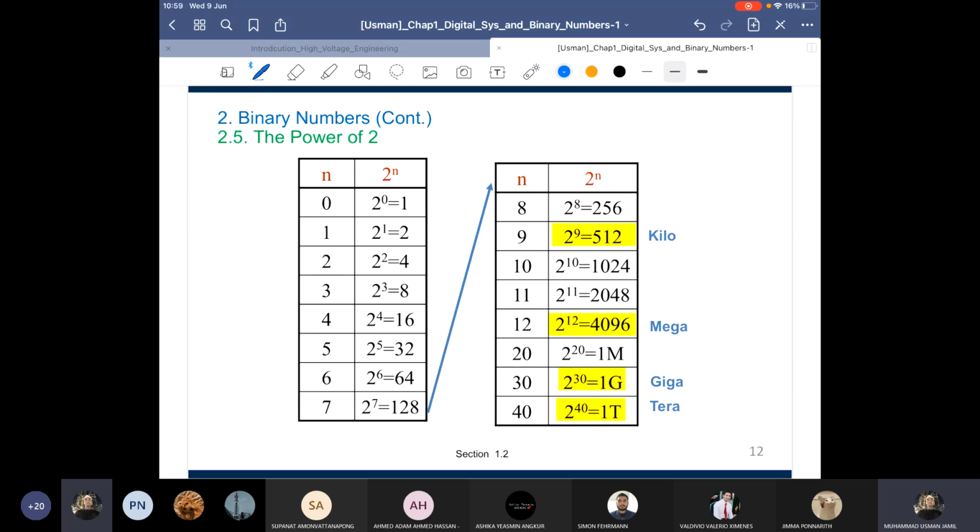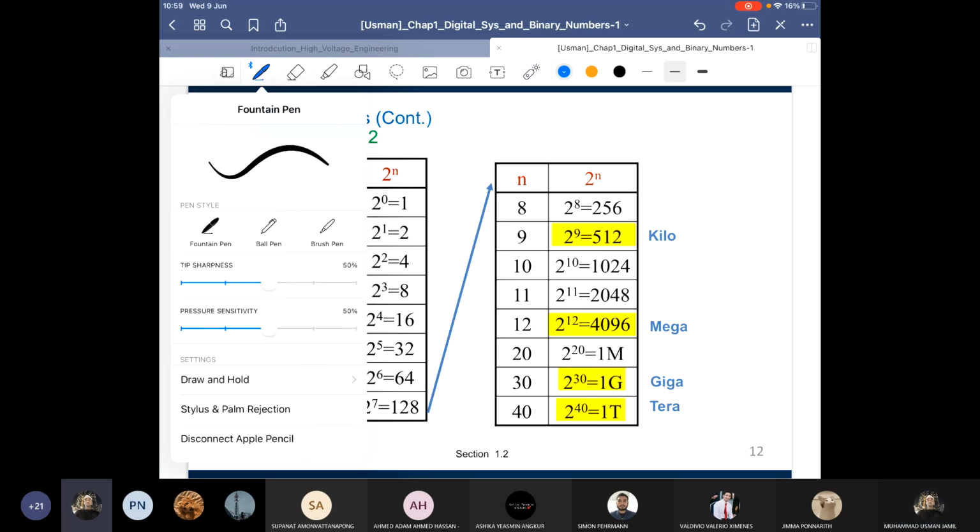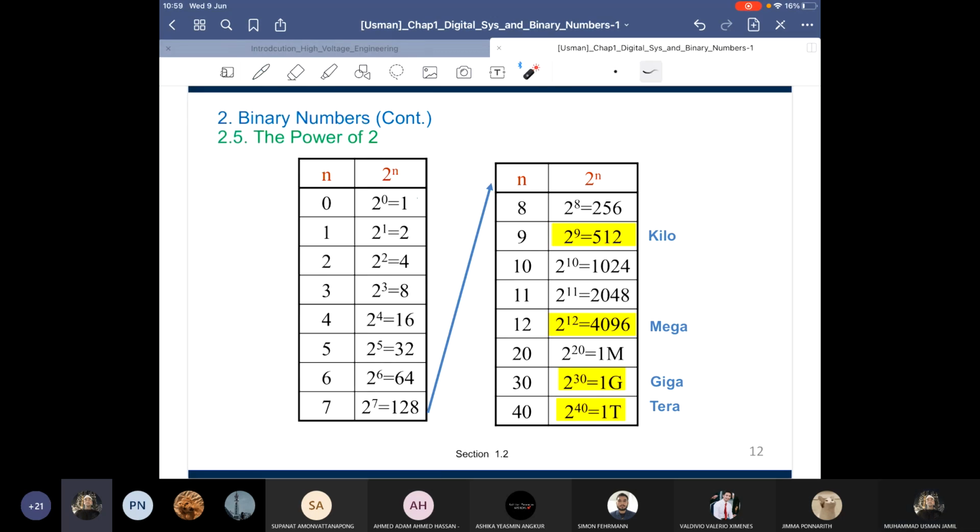Okay, so now because you know that there is some representation, I just want to tell you when we have a number, 2 power 0 is 1, 2 power 1 is 2, then 4, 2 power 3 is 8, then 2 power 4 is 16. So my concern is when 2 power 9 is, we say this one is kilo.